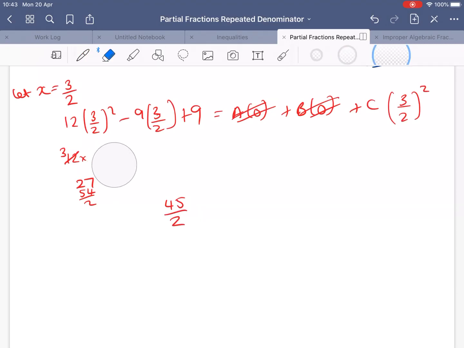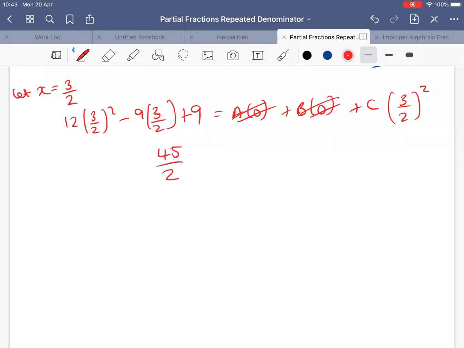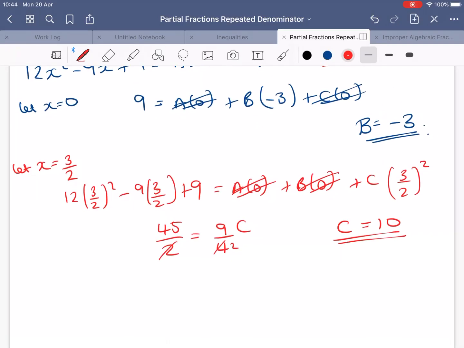Okay, so I'm going to remove all that and I'm just going to write the answer, which is 45 over 2 is equal to, I've got C times 3 over 2 squared, which is 9 over 4 C. Okay, again, try and do this without a calculator. At least do it first and then check. So I'm going to times by 2, so that's going to cancel with that. And we're going to have 90 divided by 9, so I'm going to get C equals 10. So I've got B is minus 3, C equals 10.